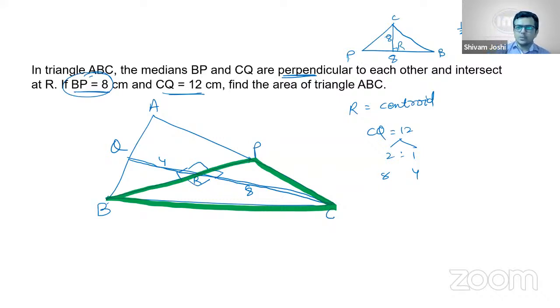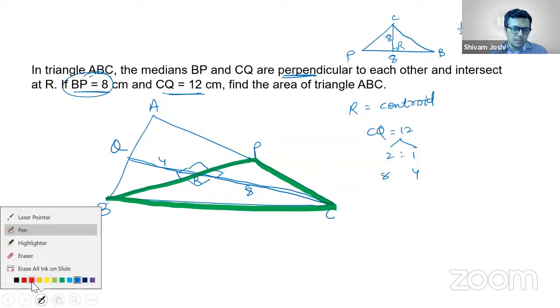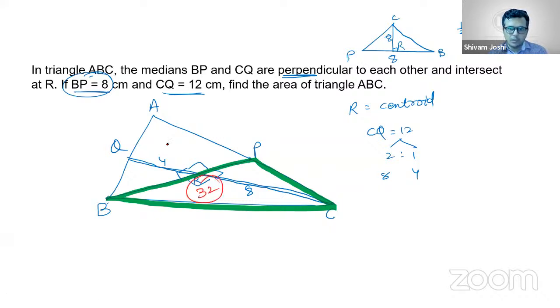The other triangle is also 32. Why? Because median divides the area of triangle into equal parts. So if this triangle is 32 in terms of area, this triangle is also 32, and therefore the total area is 64.